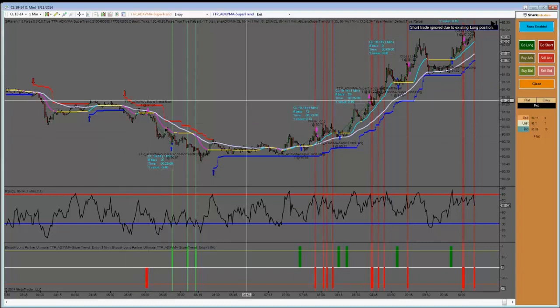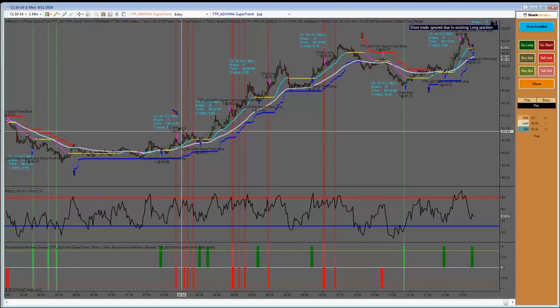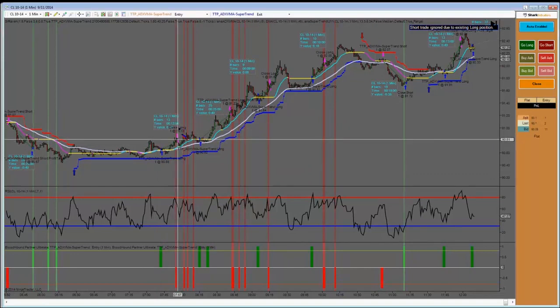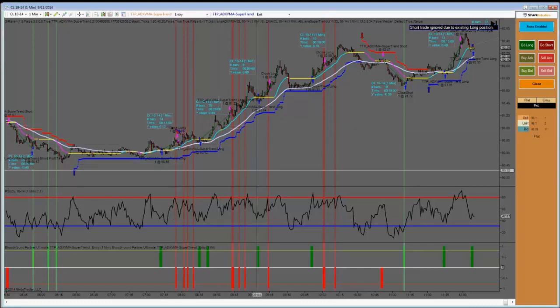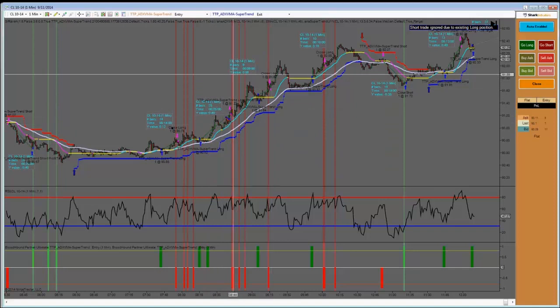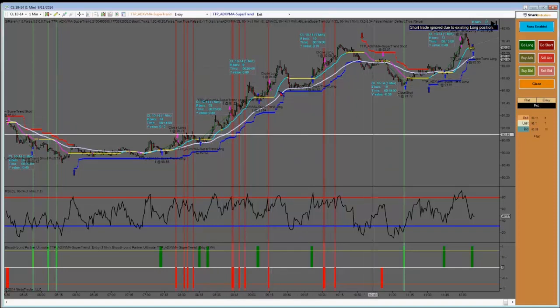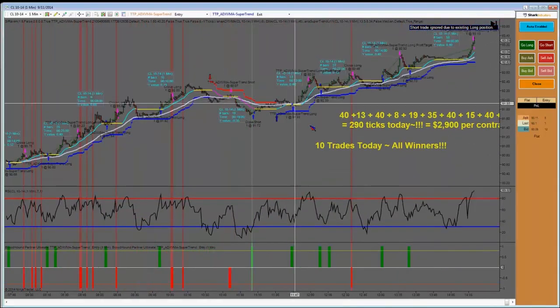So that's the first short, plus 40 ticks. There's the first long, plus, how many ticks is that? I can't see. I think it's 8 or 13. Okay. Here's another one, plus 40. It hit the target. Another one, plus 8. Another one, plus 19. Another short, plus 35.